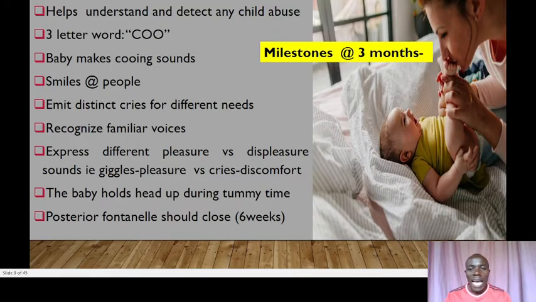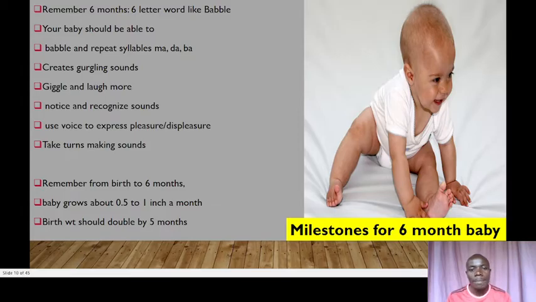At this stage, it's good to know that the baby will be able to hold the head up during tummy time, and the posterior fontanelle should be able to close. The posterior fontanelle normally closes by 6 weeks, but in some cases it could extend to 2 months or so. That needs to be confirmed at this time. So in Kenya at this point, we'll be giving the first dosages.